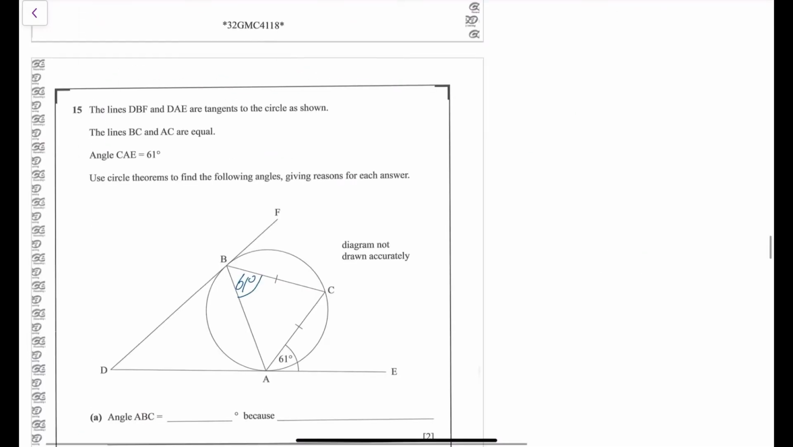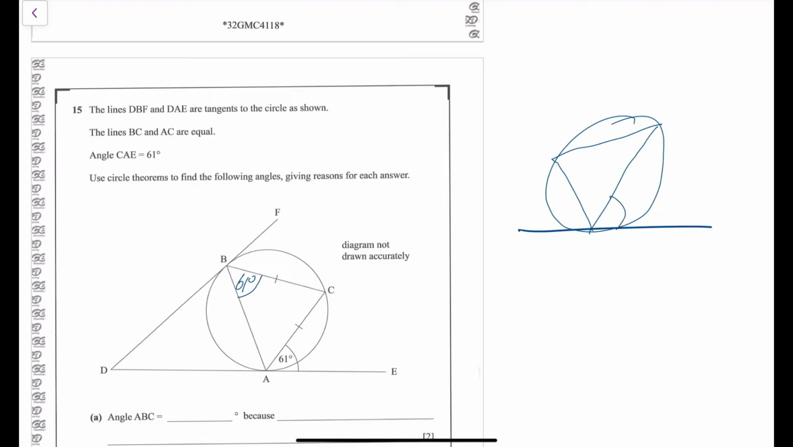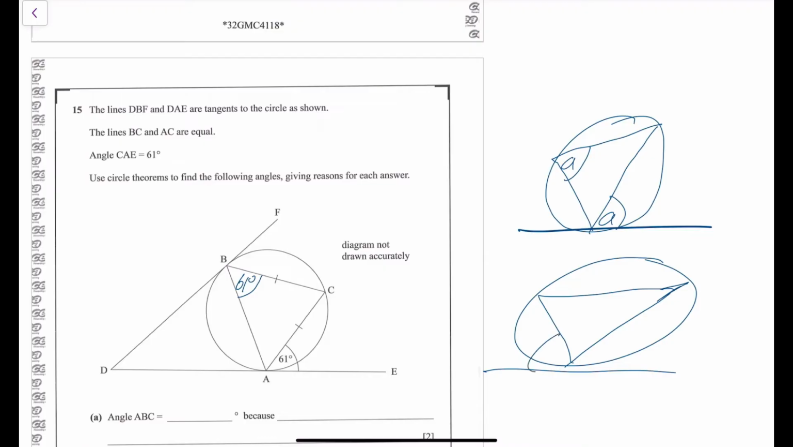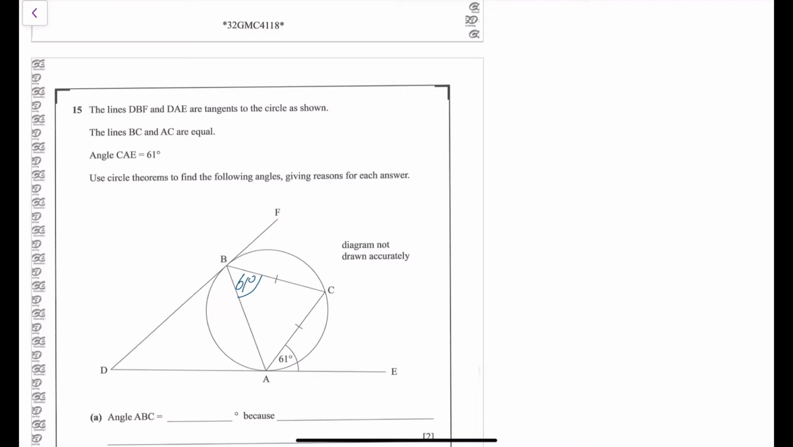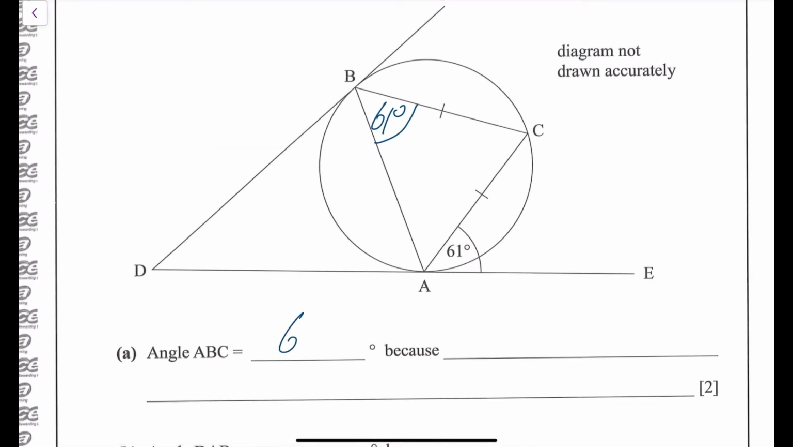Now, what I always advise people is to not learn off the alternate segment theorem at all, but learn what it looks like. So there's your alternate segment theorem. If that's A, then that's A here. And the only other thing I would ask people to learn is the other version of it. If that's A, that's going to be A over here. So you can see it is this type of one for the alternate segment theorem. So I would just say that is 61 degrees, and that is because of the alternate segment theorem. That's all you need to do.